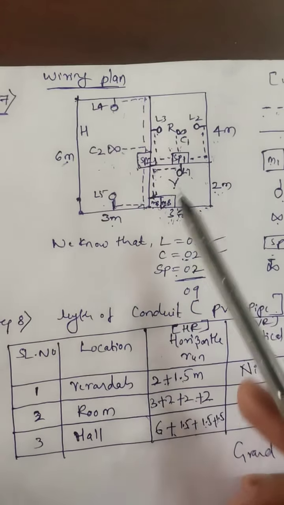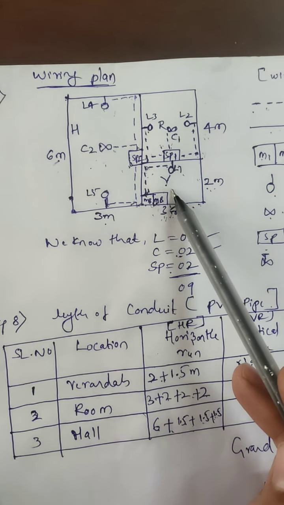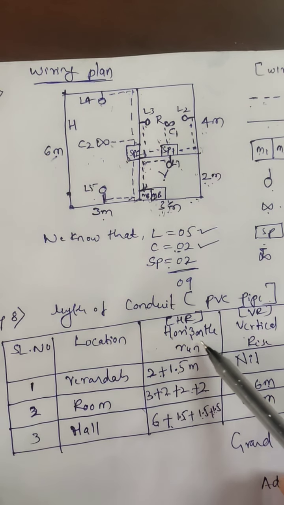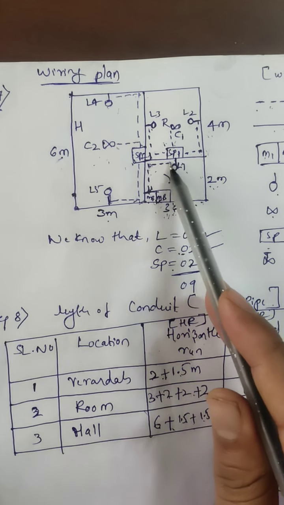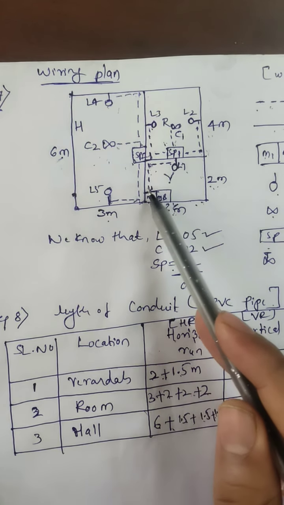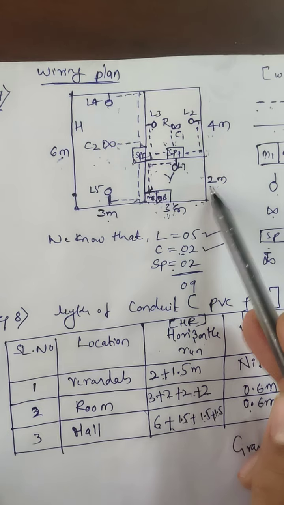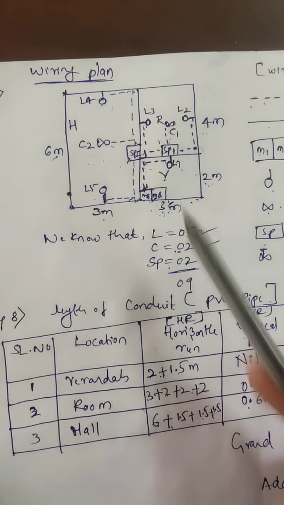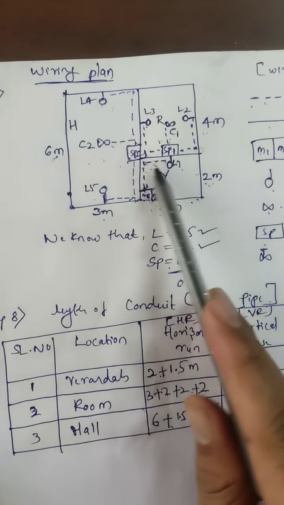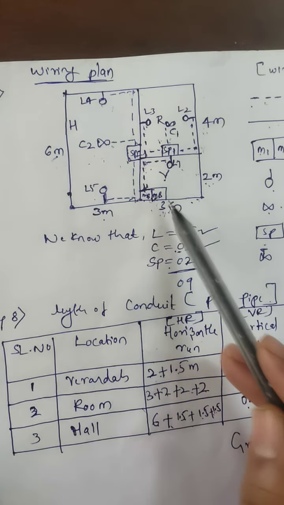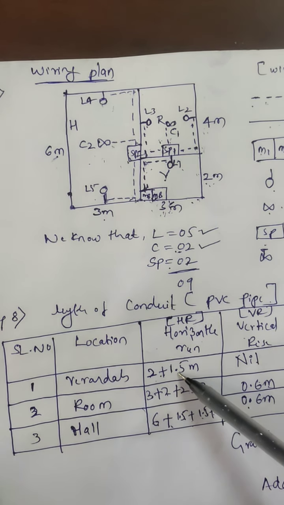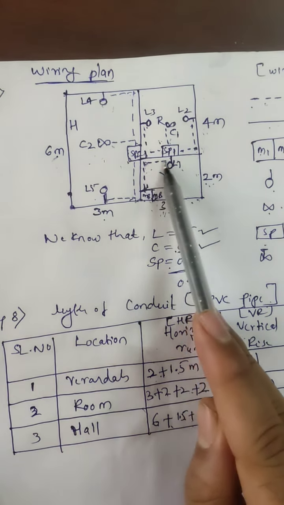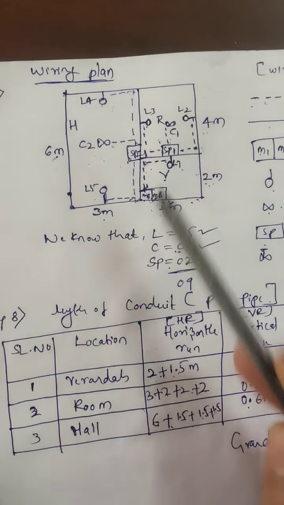All the dotted lines indicated in this layout are called horizontal run. First see the horizontal run calculation for this veranda. Here you can see the dotted lines indicated in this room, only this location you can observe. From this point to this point, 2 meter is given. So 2 I have written here, plus this dotted line from this point to this point. It is half of exactly this dimension, which is 3 meter. So 3 by 2 is 1.5 meter. Only half is connected here. So the length of pipe required from this point to this point is 1.5 meter.